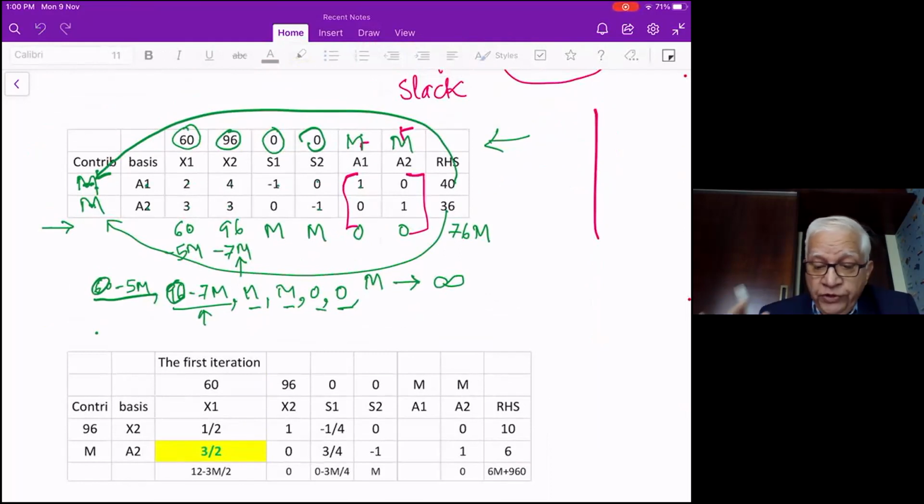Now, which is the outgoing row? The incoming column is x2. The outgoing row is calculated how? RHS value upon value in the key column. So what is it? 40 divided by 4. I'll write it.